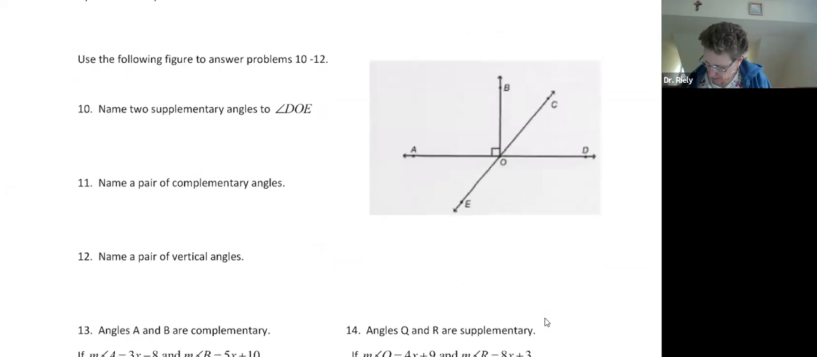Use the following figure to answer problems 10 through 12. Okay, so look what I have here. They're focusing my attention on angle DOE. So here's angle DOE. Okay, name two supplementary angles to DOE. All right, so look at this. Let's put ourselves on the green line. If we're on the green line, then the other angle that's supplementary is angle AOE.